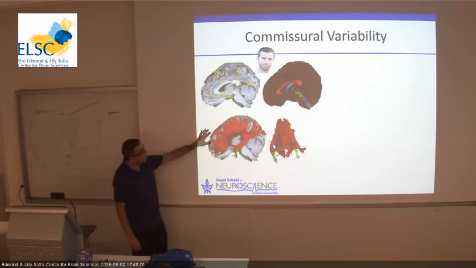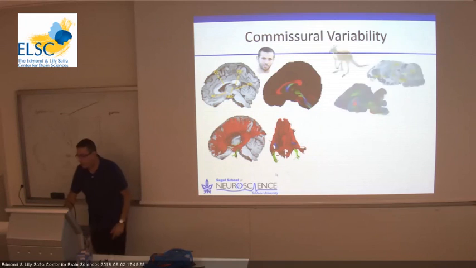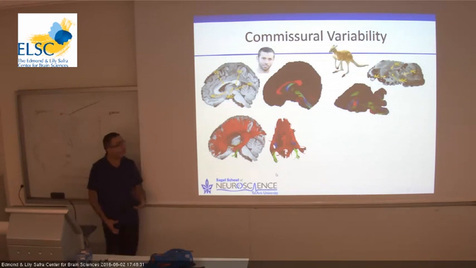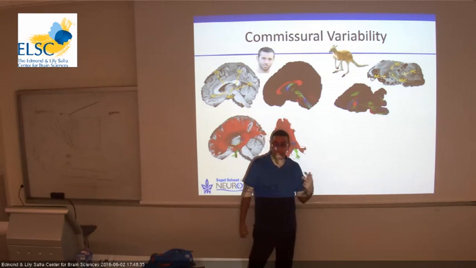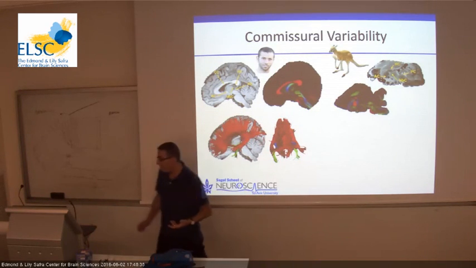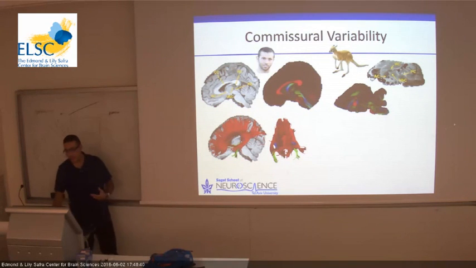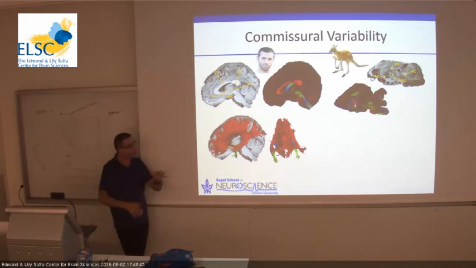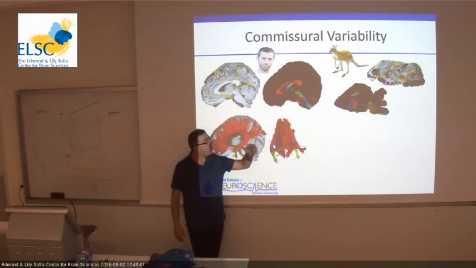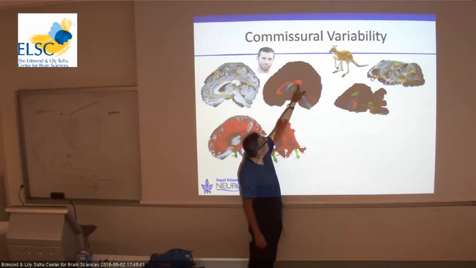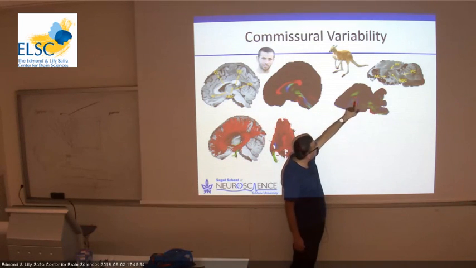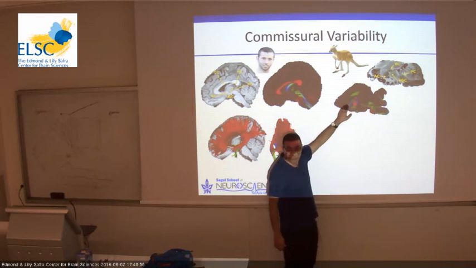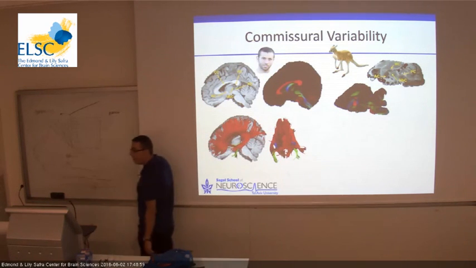So this is for the human brain, for example, and you can see how variable it is compared to this red kangaroo. It doesn't have a corpus callosum at all. All its commissural fibers go through the anterior commissure, as you can see here. So in red, just to remind you the color coding, red is fibers that cross from left to right. So corpus callosum, or here the hippocampal and anterior commissure. This is the kangaroo brain, anterior commissure and hippocampal commissure. No corpus callosum at all.